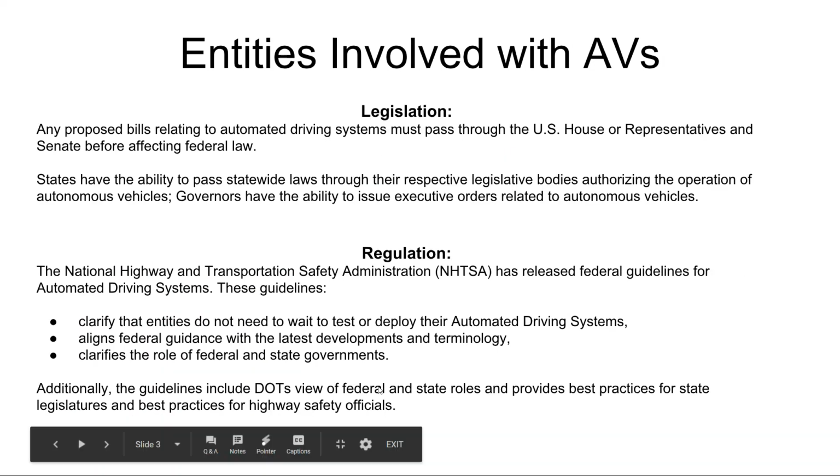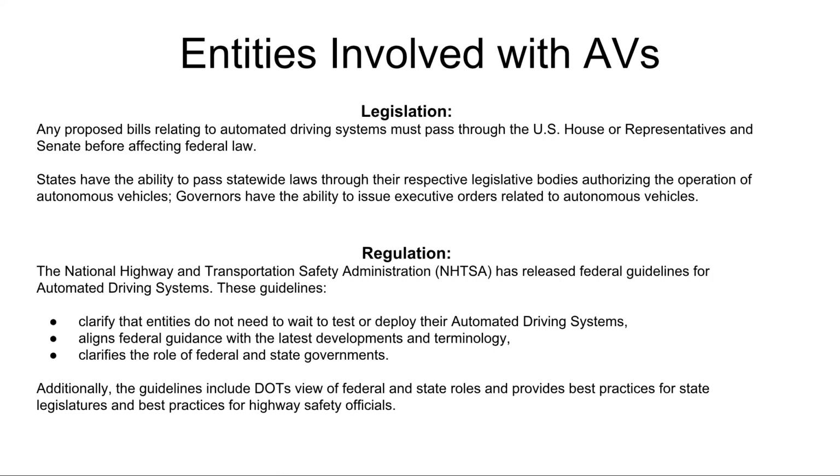There are two entities involved with autonomous vehicles. Legislation is the first one. Any proposed bills relating to automated driving systems must pass through the U.S. House of Representatives and Senate before affecting federal law. States have the ability to pass statewide laws through their representative legislative bodies, authorizing the operation of autonomous vehicles. Governors have the ability to issue executive orders related to autonomous vehicles.